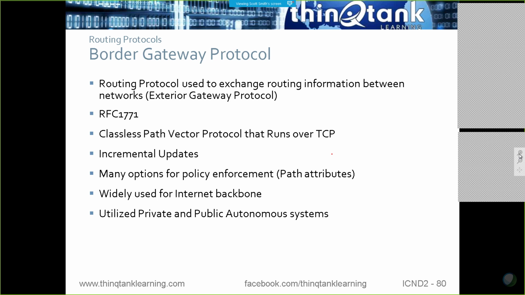We use autonomous system numbers in BGP just like EIGRP. All routers that want to communicate to each other have to have an autonomous system. But in BGP, there are actually private and public autonomous system numbers. Private autonomous system numbers you can use inside your network. Public autonomous system numbers are the ones that are used on the internet by the service providers. Okay?